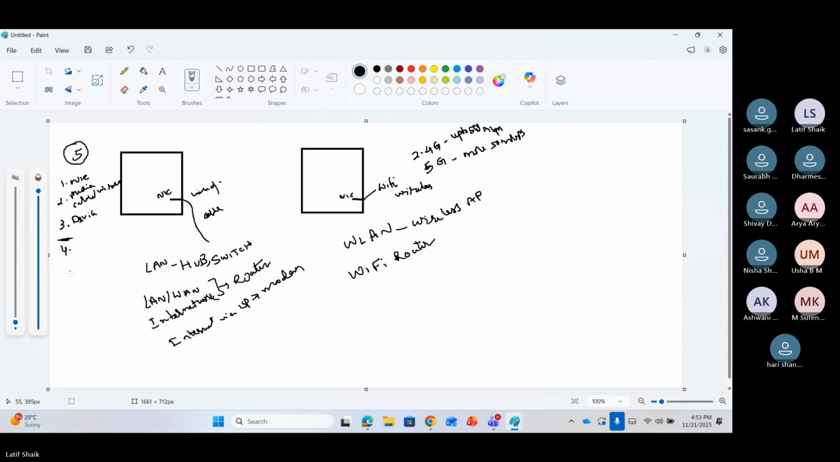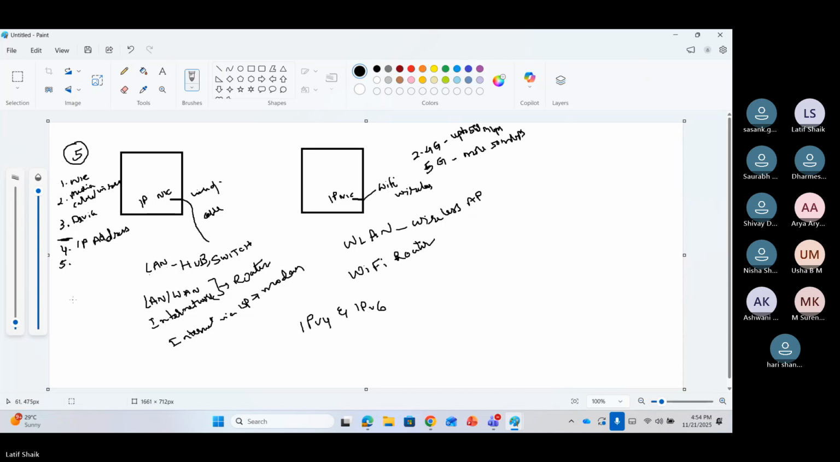Next, the fourth one. You have devices, but you want to communicate between the devices. They need a logical address. What is a logical address? Our IP address. In IP addresses, we have IPv4 address and IPv6 address. So what we need is an IP address. Different logical addresses are there, but we are using IP address only.